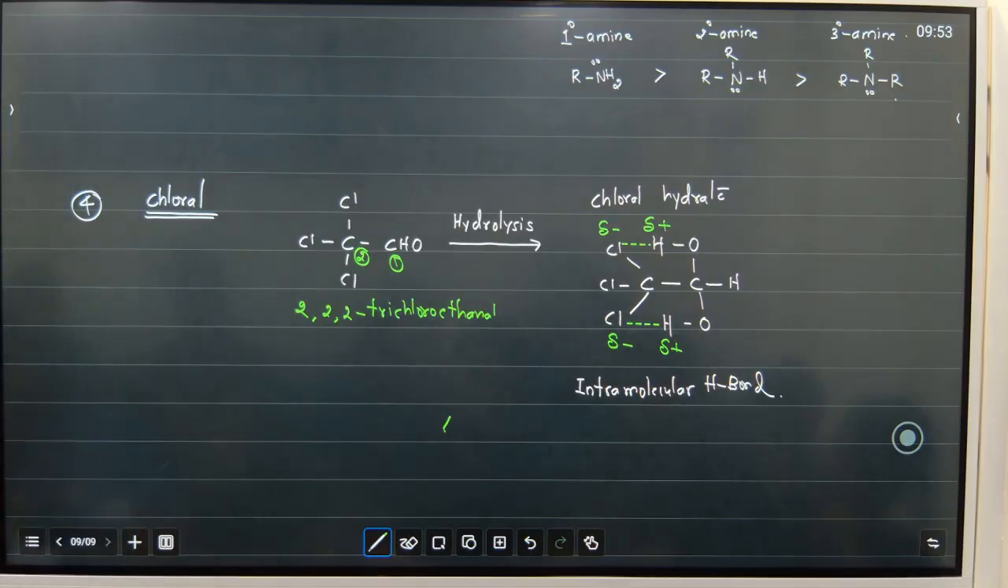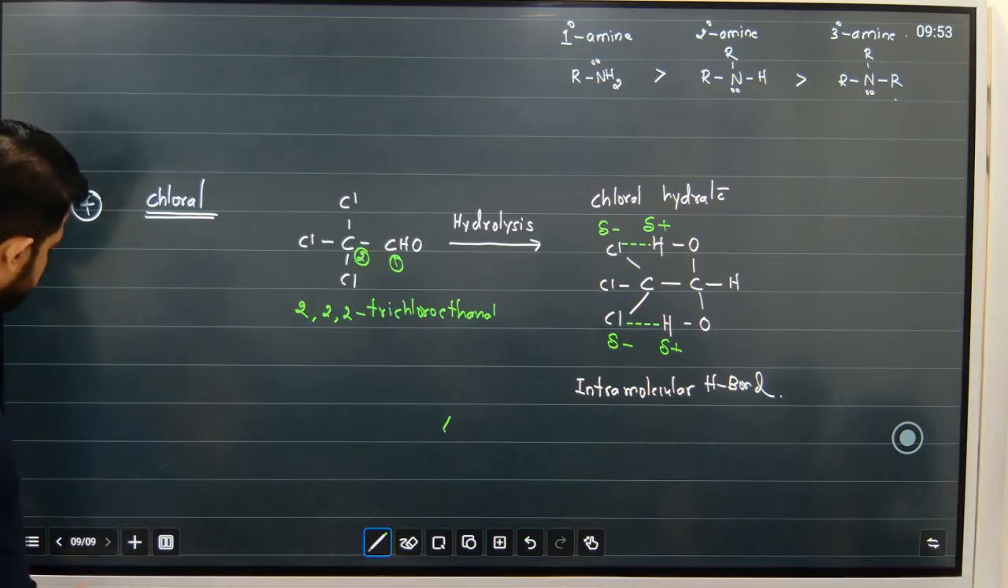Any questions still here? Chalo, one last point.